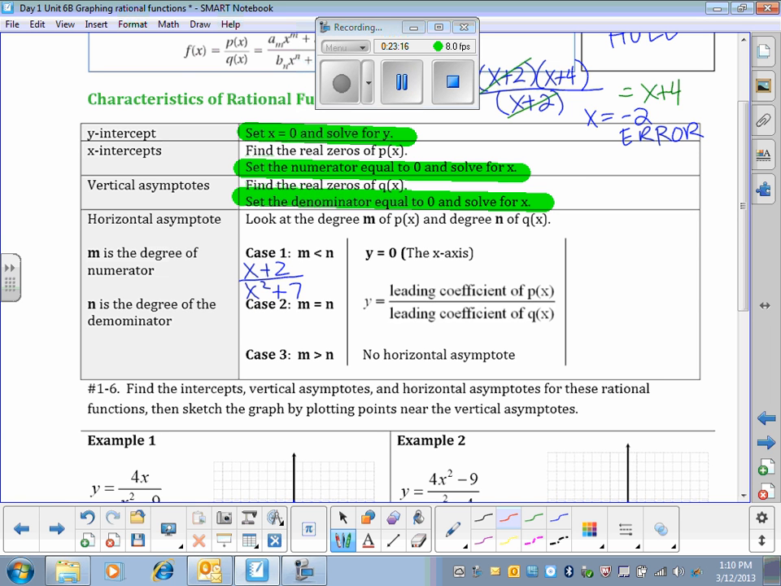If we look at the degrees, what's the degree of the top one? The degree of the top one is 1. The degree of the bottom one is 2. So if it's the smaller one over the bigger one, then our asymptote is going to be at y equals 0. No matter what it is, if the degree is smaller on the top than on the bottom, then my asymptote will always be 0.